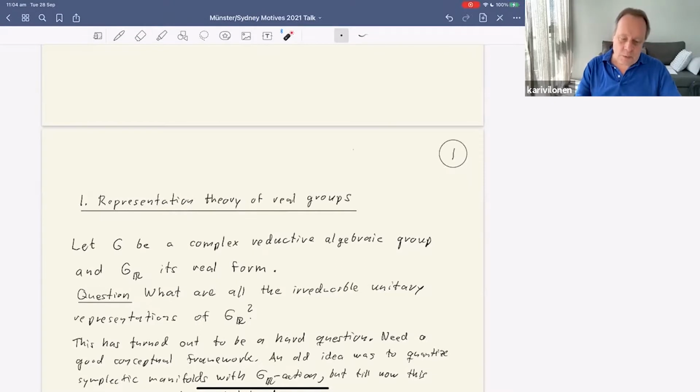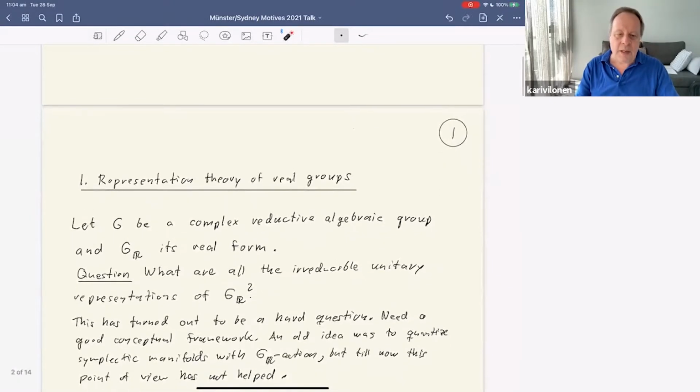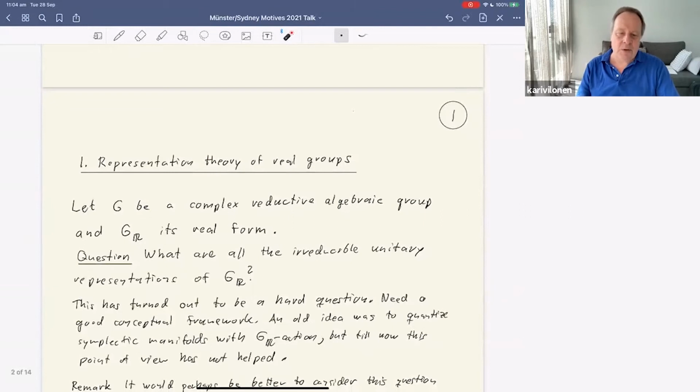One problem here is that it's missing a good conceptual framework. There was an old idea, for example, saying that you should quantize symplectic manifolds with a G_R action, and this is how you get all of them. It's a very beautiful idea, but I think that idea alone doesn't really give you anything, or nobody has been able to make use of that precise idea to find the new unitary representations that we don't yet know.